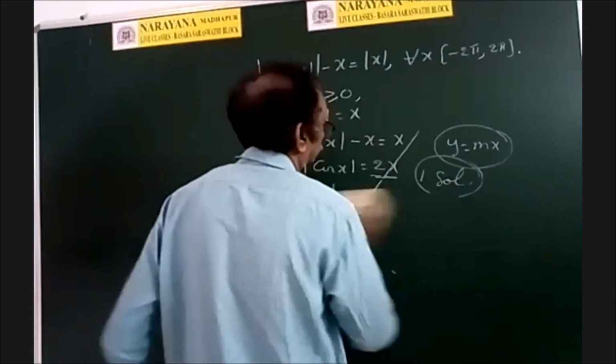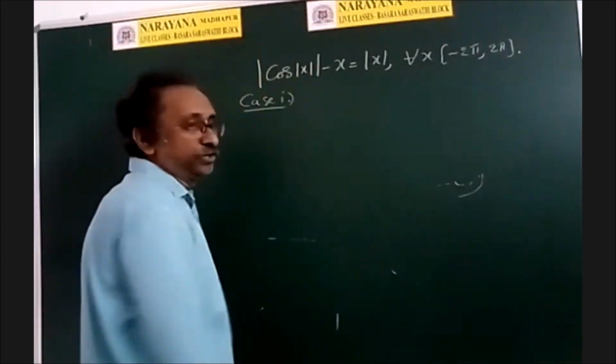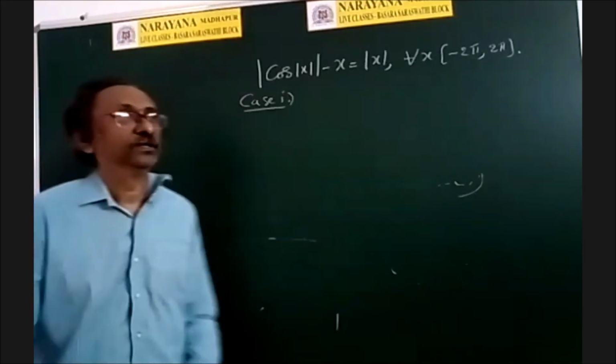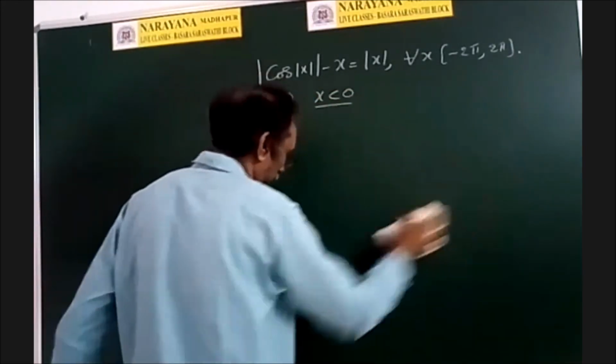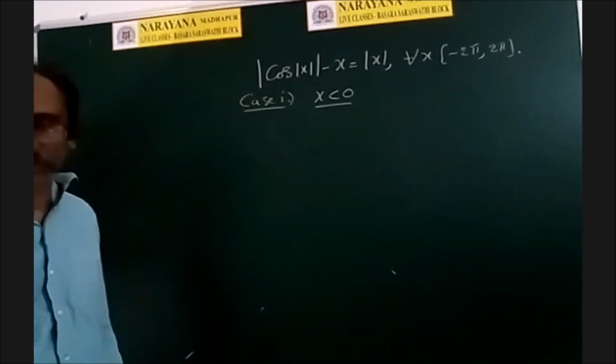Right, case 2 now. Now you try case 2. I will give 1 minute time. So what is case 2? x less than 0. Now you try case 2 and tell me how many solutions you will get.